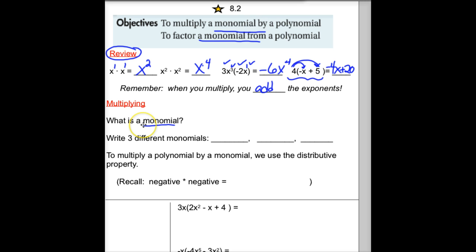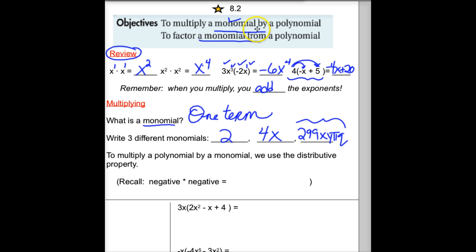So a little review of some vocabulary. Remember, a monomial is one term. So you're going to be multiplying by a monomial, so we're going to have one term up front. It says write 3 different monomials. 2 is a monomial, 4x is a monomial, and 299xy pi cubed is a monomial. They're all one term. Obviously, we're not going to be working with that, but just to know that it is one.